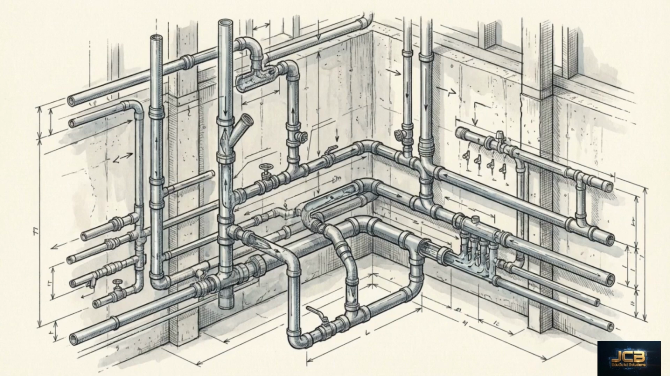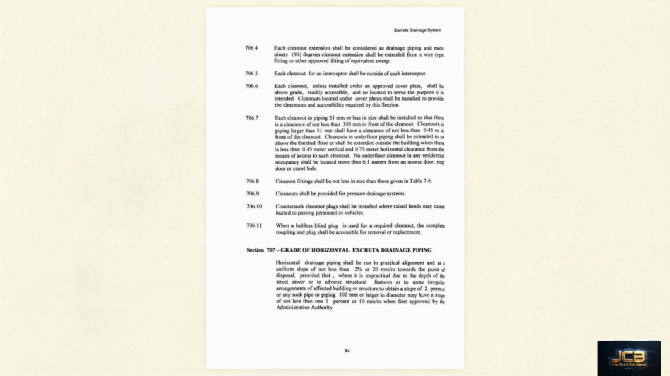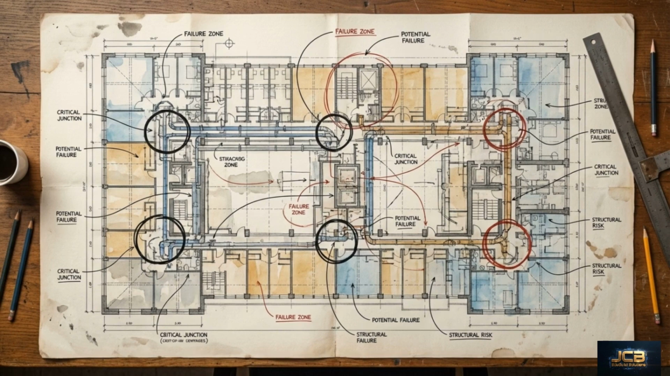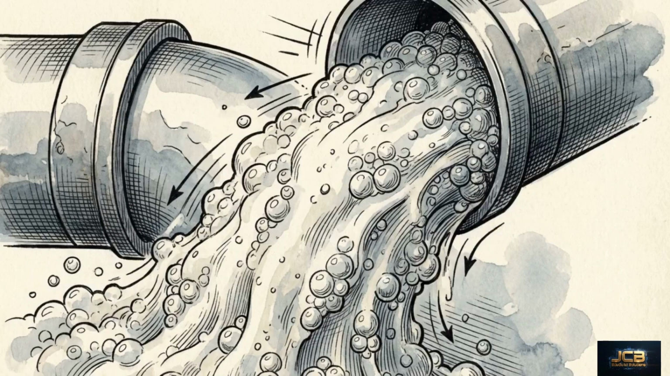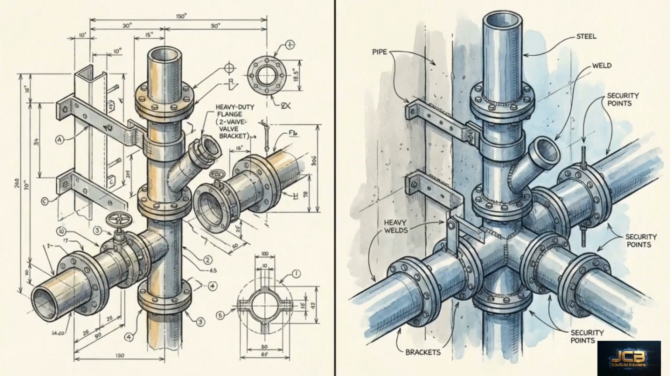Finally, the code admits an engineering reality. Despite perfect slopes and precise diameters, blockages will eventually occur. Therefore, it mandates strategic maintenance access points, known as cleanouts. Looking at Section 706.7, cleanouts must be readily accessible. For piping 51 millimeters or less, there must be a clearance of 305 millimeters in front of the cleanout. For pipes larger than 51 millimeters, the required clearance increases to 0.45 meters. A compliant engineering design assumes inevitable failure. Specialized rules for suds zones, precise pump sizing, and mandatory cleanout clearances act as engineered safety valves to mitigate disasters.